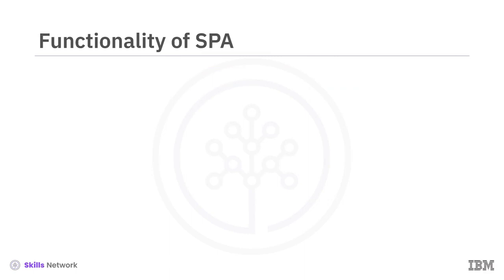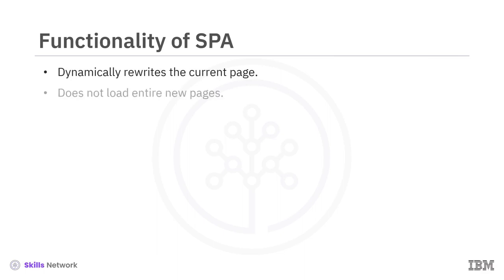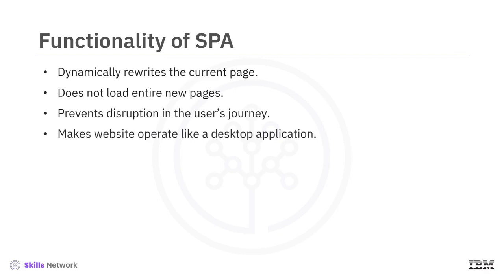An SPA interacts with users by dynamically rewriting the current page, providing a much better user experience because it does not load entire new pages from the server. It also prevents any disruptions in the user's journey, which is crucial for websites, especially in digital commerce. SPA makes the website operate more like a desktop application, offering a more fluid and enjoyable experience by reducing the lag time between succeeding pages.